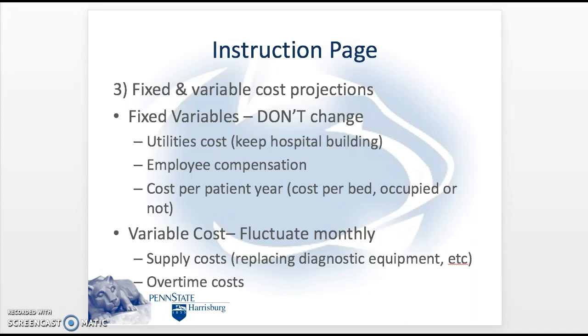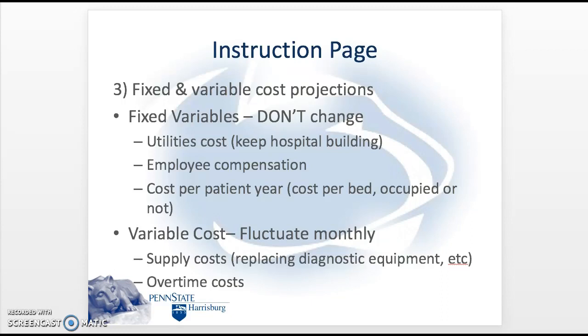Fixed costs are those that don't change year to year, week to week, or month to month. These include utility costs, which are everything that keep the hospital building running, water, electricity. It also includes employee compensation for physicians, nurses, outside workers such as IT, and even administration. It then looks at cost per patient year. So this includes the cost per bed within the hospital, whether it's occupied or not. For example, the equipment needed if it's occupied, or the physicians or nurses needed if it's occupied as well.